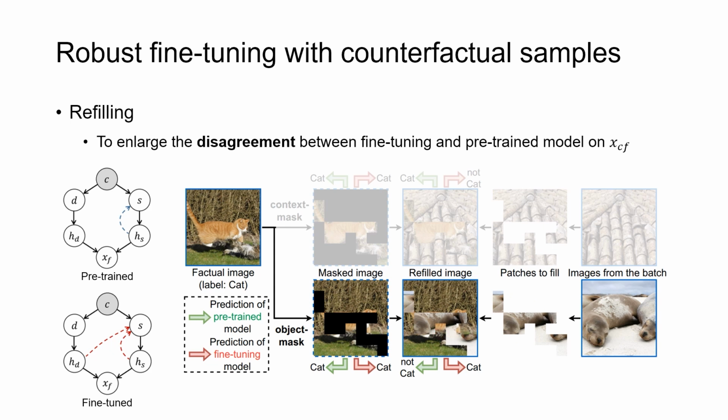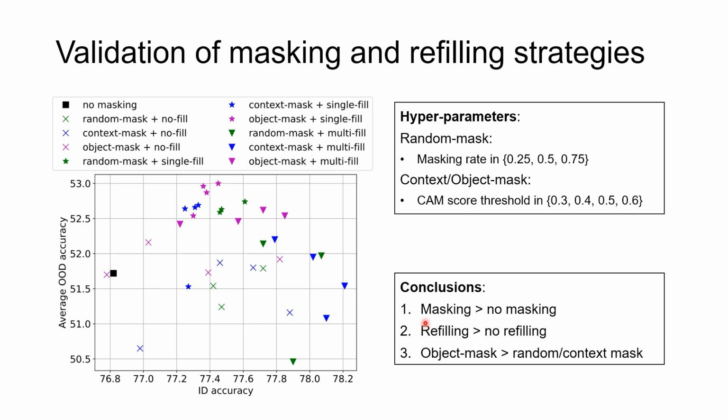To validate the effectiveness of the proposed masking and refilling, we conduct experiments on fine-tuning CLIP to the ImageNet classification task. Here is the comparison of different combinations of strategies with different hyperparameters. The major conclusion is that both masking and refilling are important for our method. Besides, object mask is more effective than context mask, which may be explained by the less dependency on refilling.